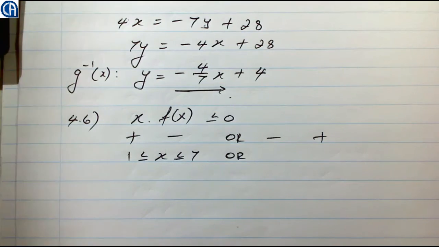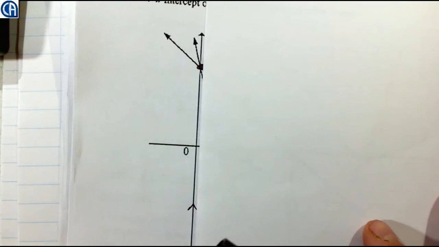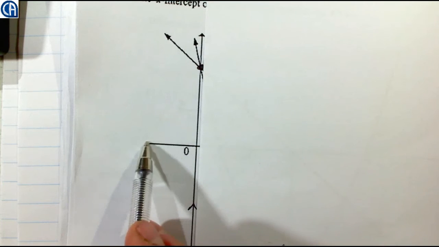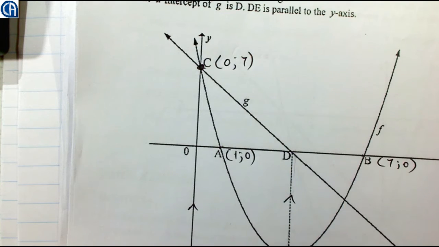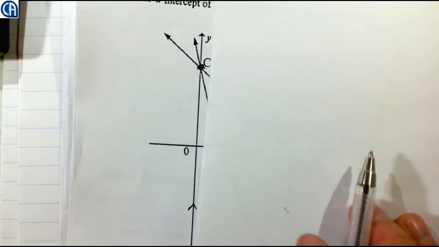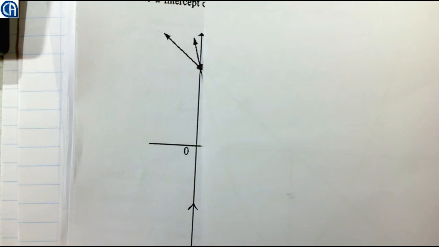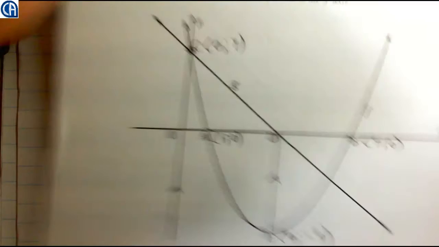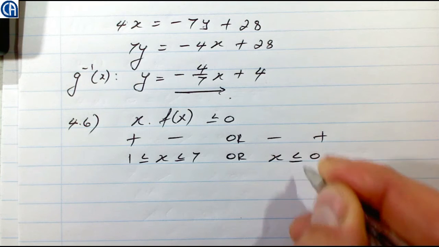Okay. Now we've got to look at where x is negative. So x is negative on this side, and the y values are positive. Right, so we're looking at the parabola. So the y values are positive. Yes, they are positive, which means they are above. So that would happen from 0 to negative infinity. So all x is smaller than or equal to 0.